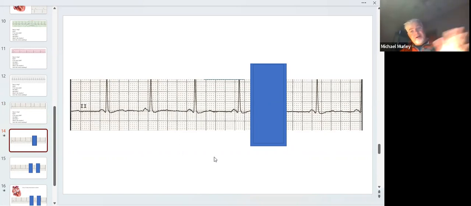So I say, okay, I don't look at the bad stuff. I only look at the good stuff. The underlying rhythm here is a sinus rhythm. To get more accurate, let's see, 5, 10, 15, 20, 23, 24.